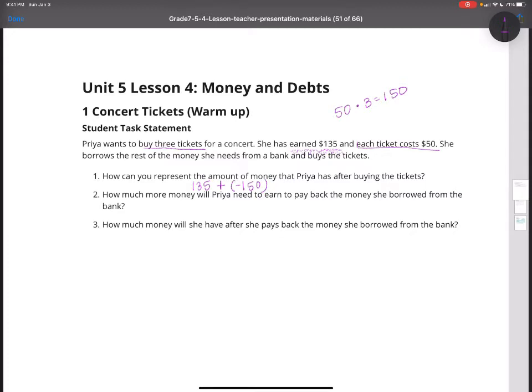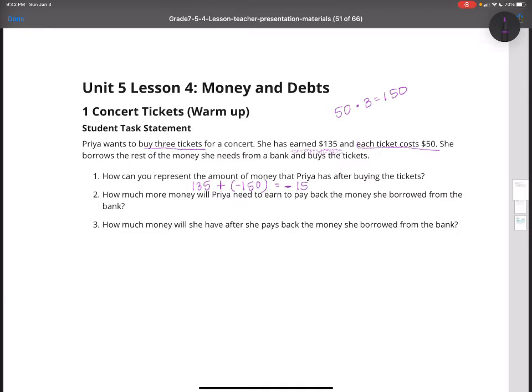Now, just like in the lesson before, I said anytime the numbers have different signs, it's the same as subtracting 2 positive numbers. So 150 minus 135 would give me 15. But if we were to draw these numbers on the number line, negative 150 is the furthest away from 0, right? Or in your world, it might be the bigger number is negative, so therefore our answer would be negative. Okay? So it would be negative 15, and this could represent the amount of money she will have after buying the tickets.